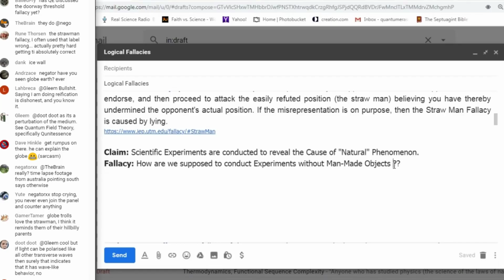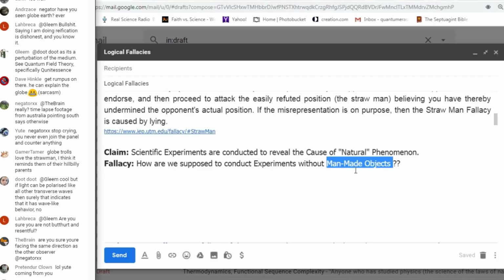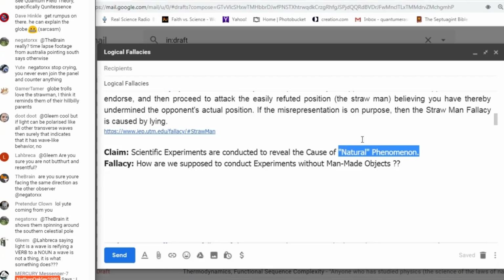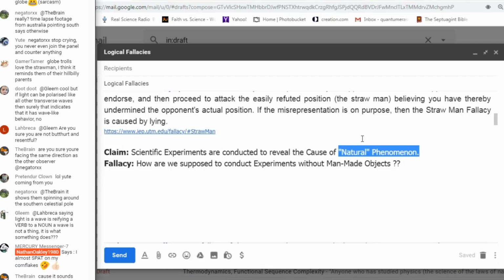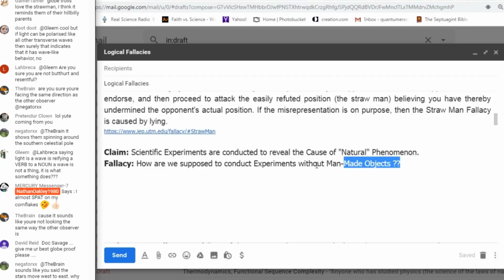I mean, it's ludicrous to even consider a physics experiment without some man-made objects in it. It would be impossible to do the experiment. It's preposterous. You see, the natural phenomena has to be natural. Or, better said, the dependent variable has to be natural. That's what we're talking about. Not that experiments can be conducted without man-made objects. This is preposterous.